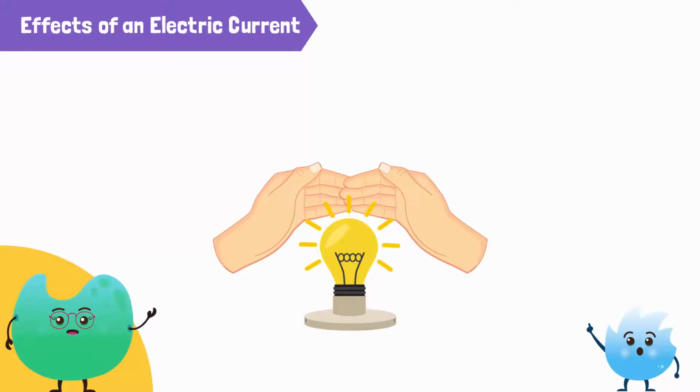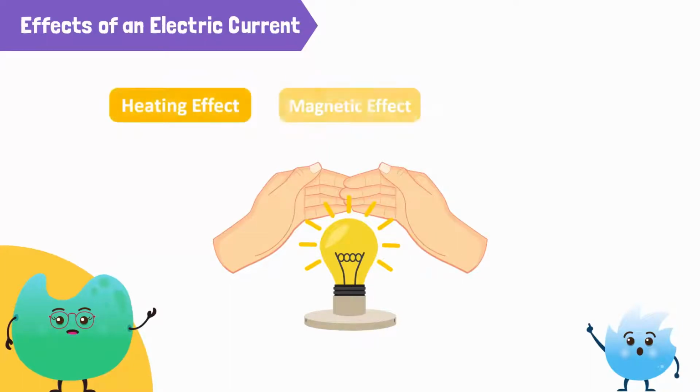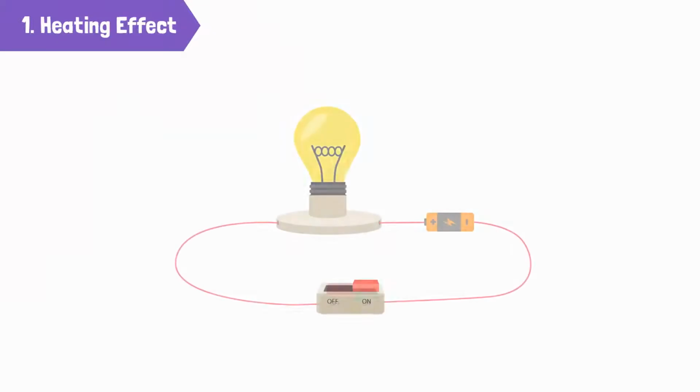The three common effects of electric currents are production of heating, magnetic, and chemical effect. Let's study each effect one by one. First, let's study the heating effect.